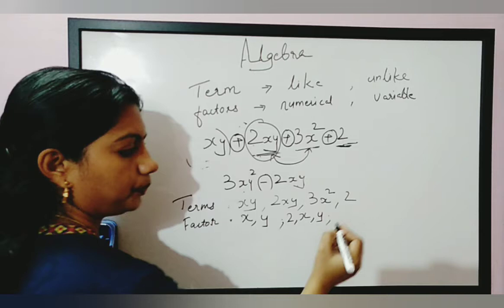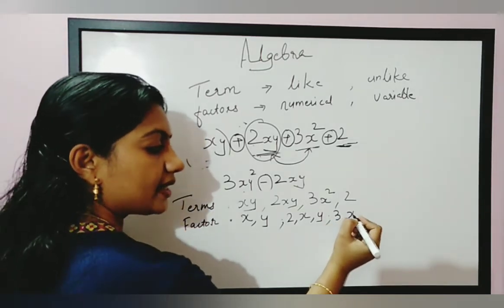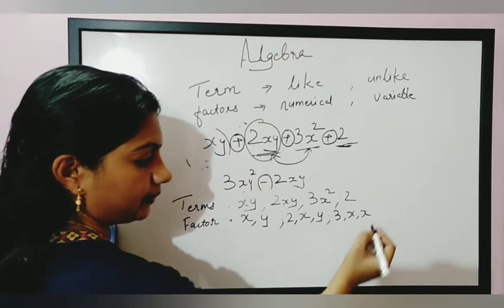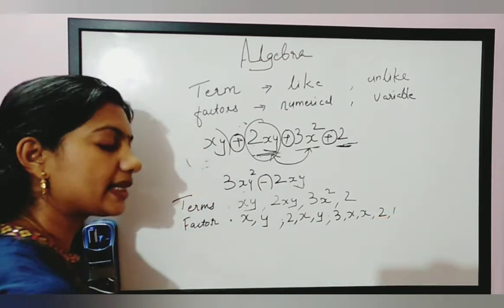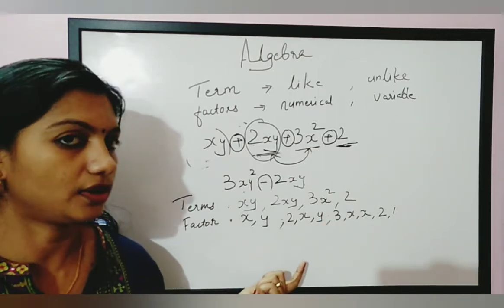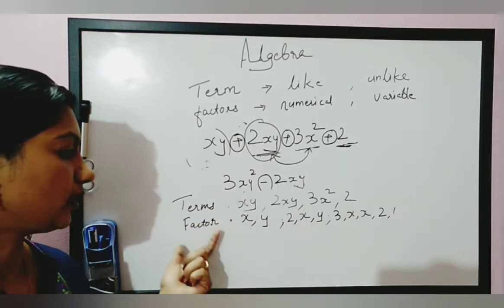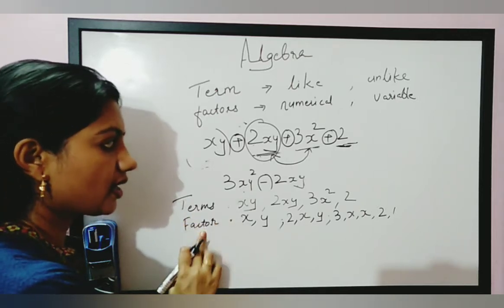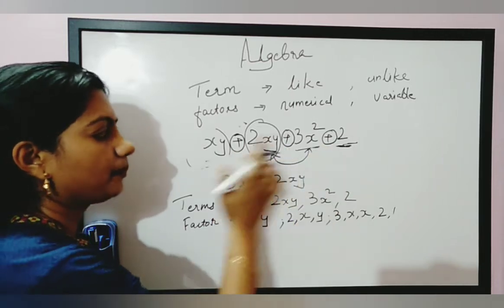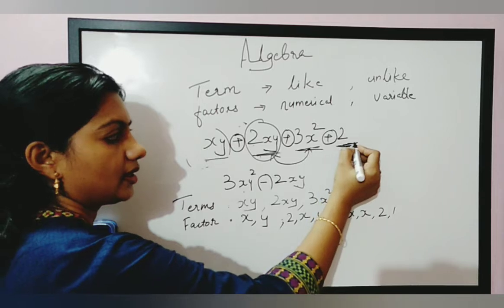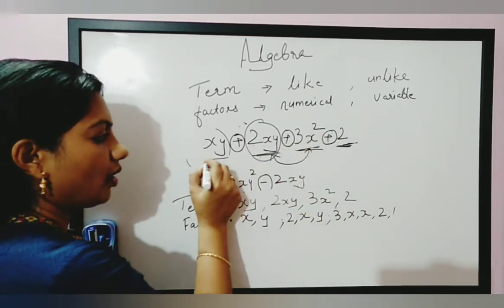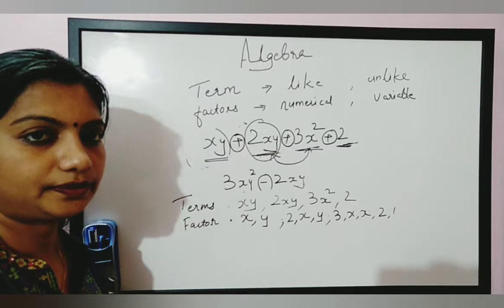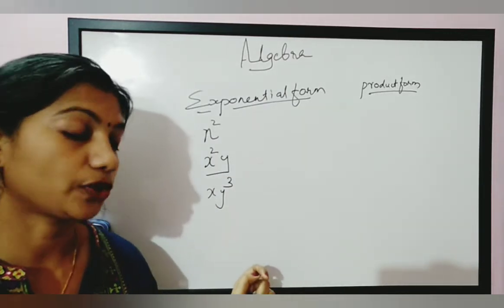Now 3x square. 3 is a factor, x is a factor. Again I have x because I have x square here. So I have 3, x and x. Now here I have only 2. And you can always tell 1 is also a factor because 2 into 1 is 2. So 1 is also a factor. So this is how you find the terms and factors. When you get an expression, look at the signs to find the terms. Once you take out the terms, factorize each term. That gives the factors.